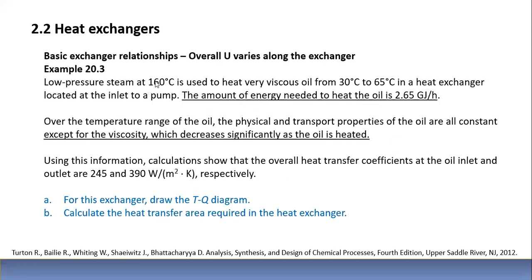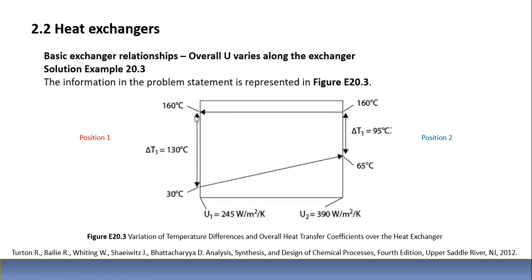In this example, it does not tell us at all if the exchanger is co-current or counter-current configured. We only know that we have these two streams. So the author, Turton and his co-workers, already assume that it will be a counter-current configuration, just like you see right there. That would mean that this temperature difference is 130, just like you see there. And this temperature difference is 95.